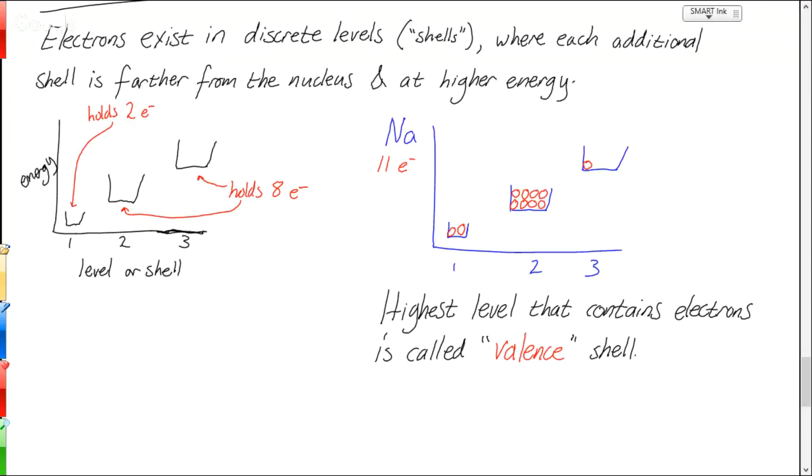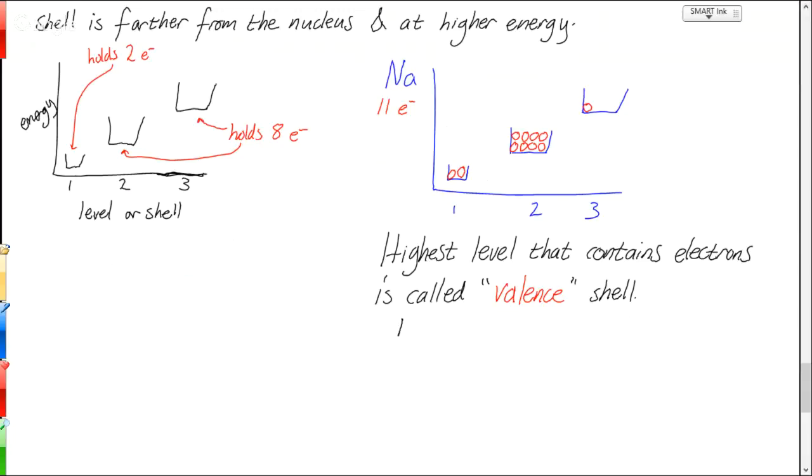So in this case, which shell is the valence shell for sodium? Yeah, so for sodium, level 3 is the valence shell. And another thing we could say about that is sodium has 1 valence electron. Because there is 1 electron in the valence shell, sodium has 1 valence electron.